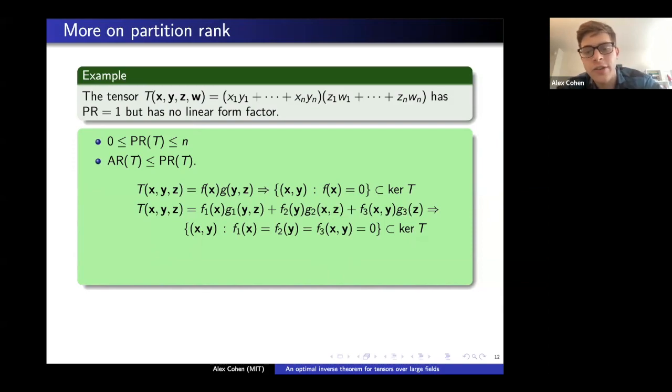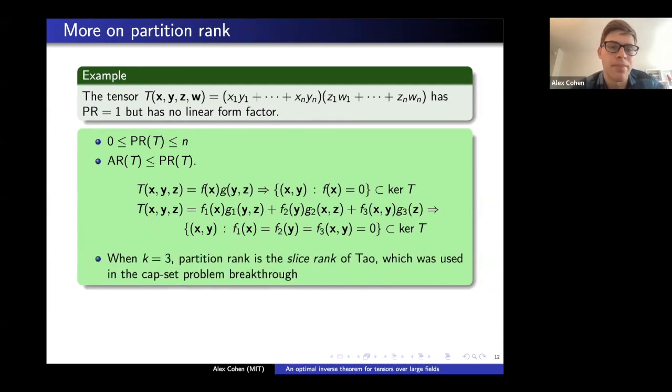In order to make this rigorous, one needs to show that if you have just r multilinear equations in x and y, you really can find a lot of genuine vector solutions to those over the field F_q. And those plentiful solutions lead to small analytic rank. And so that's how the proof goes, by finding lots of solutions to this system of equations over the finite field F_q. And again, when k equals 3, the partition rank agrees with the slice rank because there's always some linear form factor.